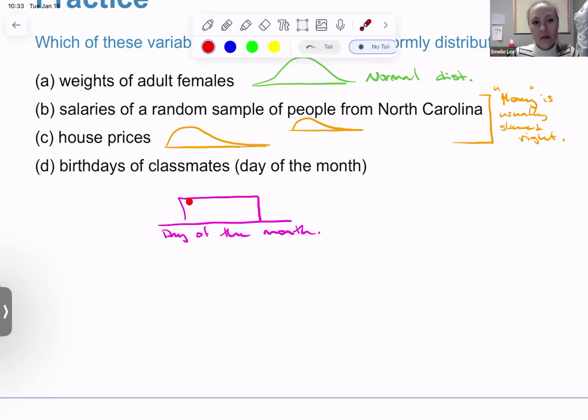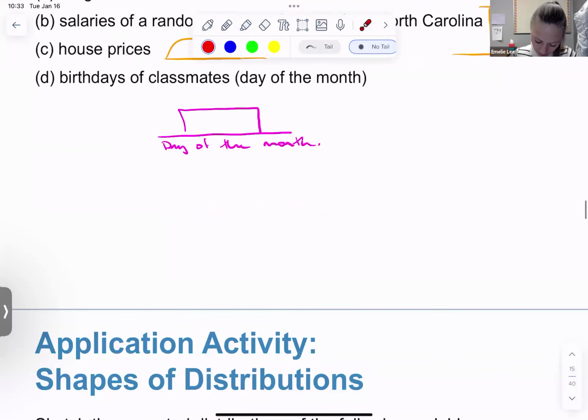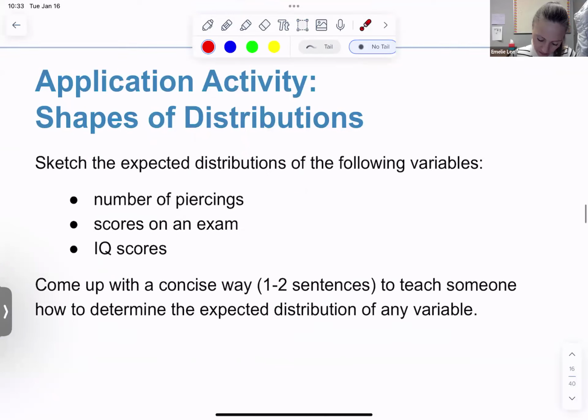Right? Relatively even. The first, the second, the third, the fourth, the fifth, right? Doesn't matter. There's no higher probability of being born on a certain day of the month. I'm sure there are minute probabilities that we could look into, but not in this case. Okay.